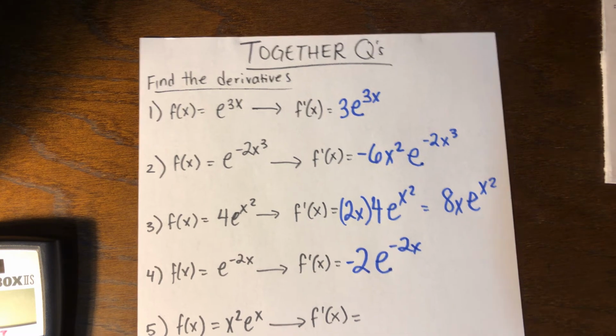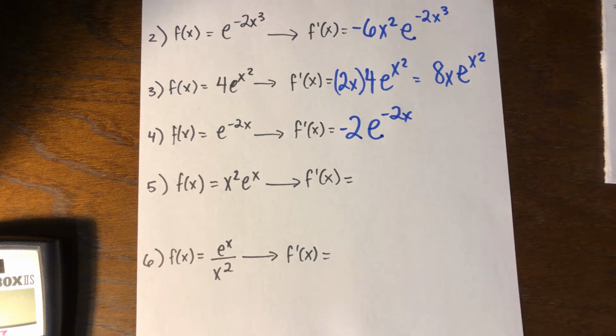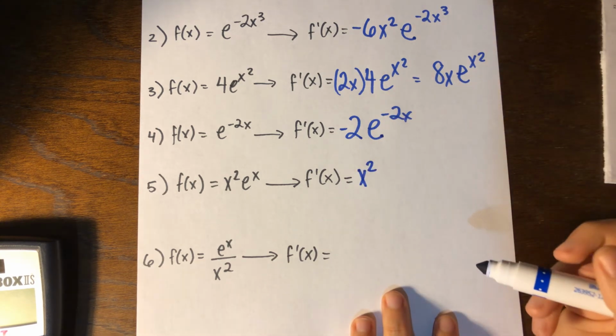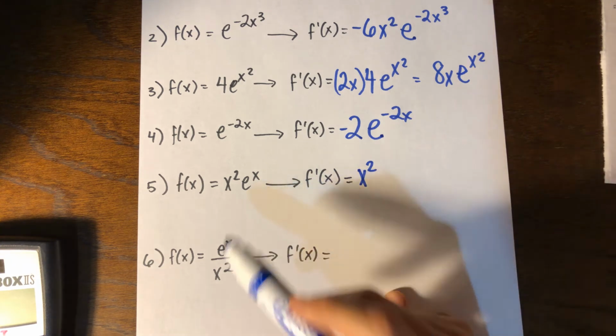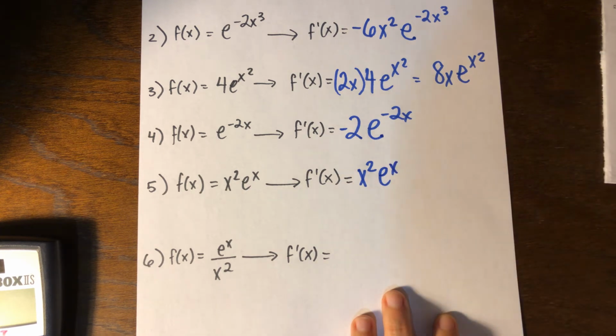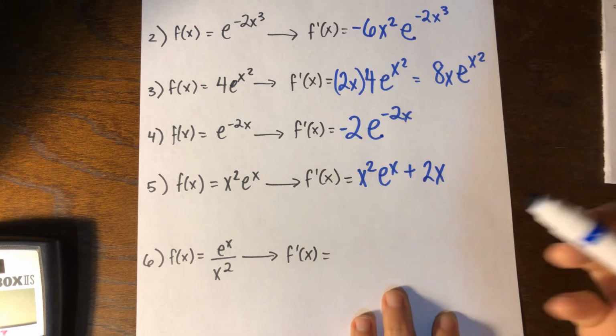Now, numbers 5 and 6 is where we get into the product rule and the quotient rule. Okay, so just pay close attention. We have x squared times e to the x power. For the product rule, you keep the first term, which is x squared, and you multiply it by the derivative of the second term. Remember, we learned that e to the x power is its own derivative, so it stays like that. Then we're going to be adding with the product rule, and we find the derivative of x squared. The derivative of x squared is 2x. And then we keep e to the x power.